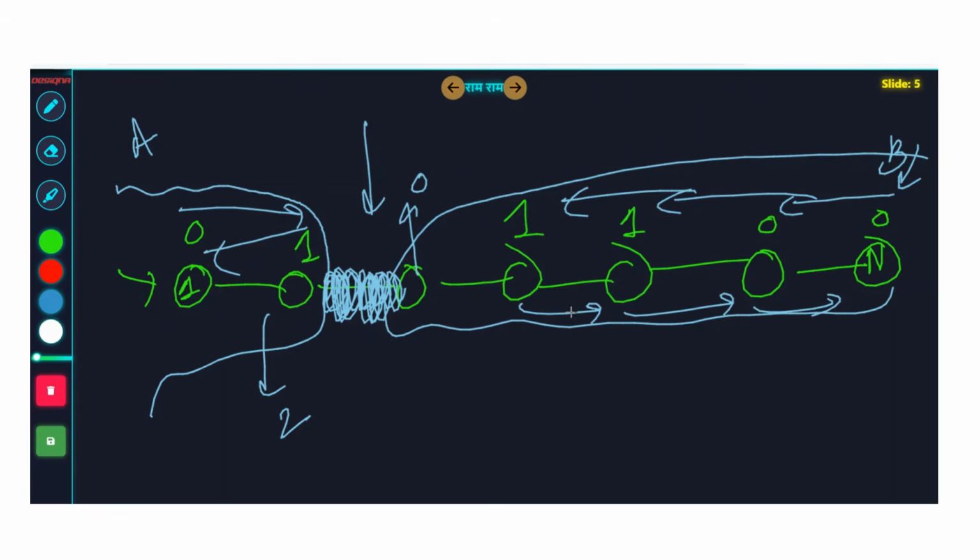Then you can go back. If there is no more one, why are you going there and wasting time? So it takes how many edges? 1, 2, 3 edges here. 3 into 2, 6. Plus 2, 8. 8 is the answer if you do the breakup like that.